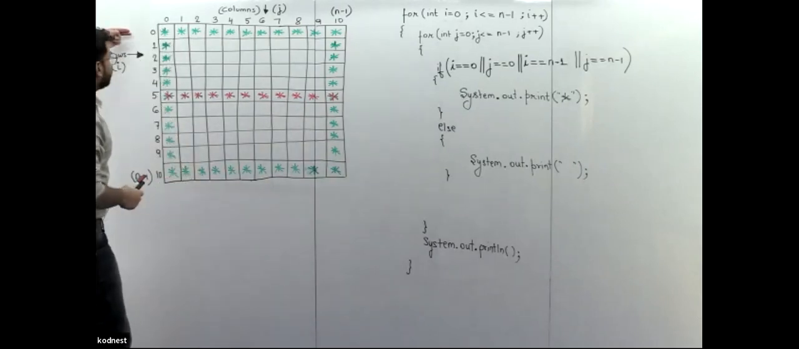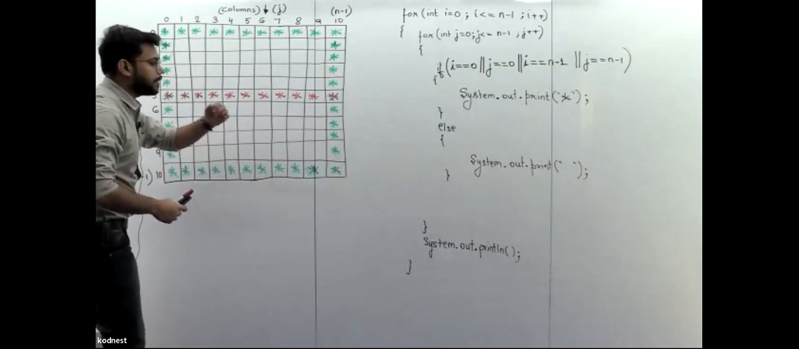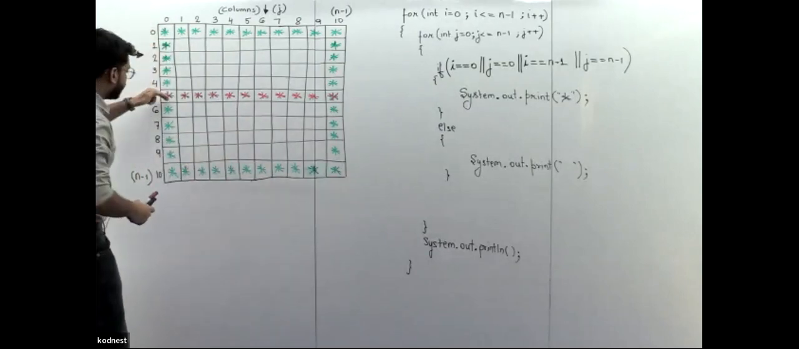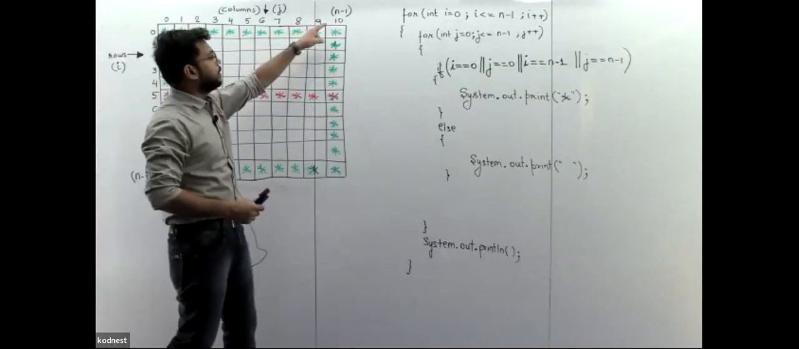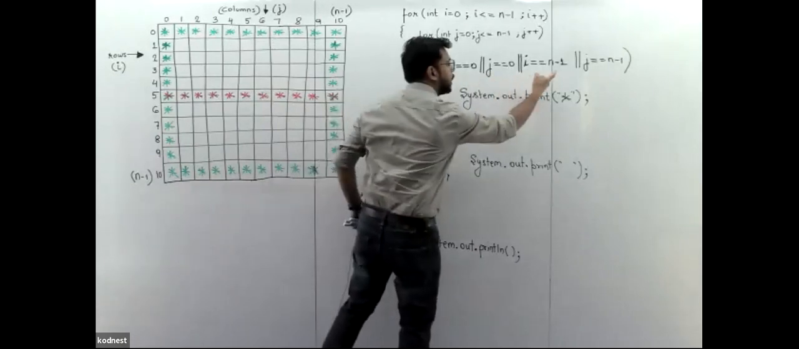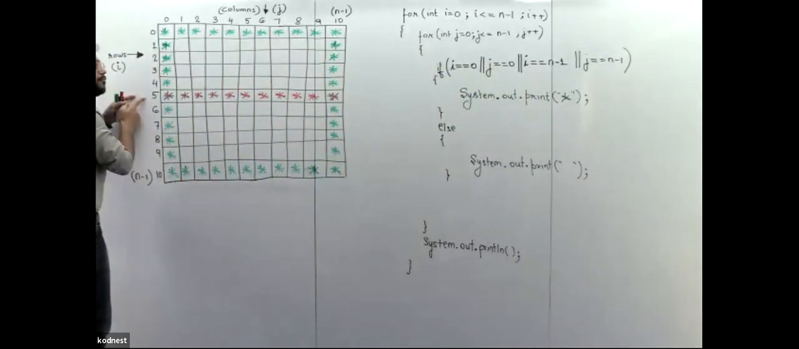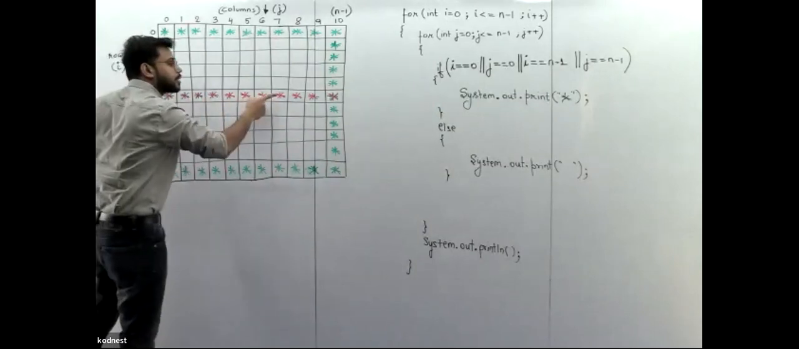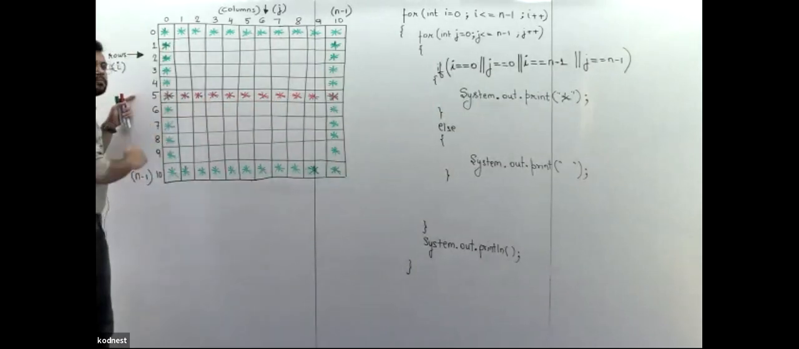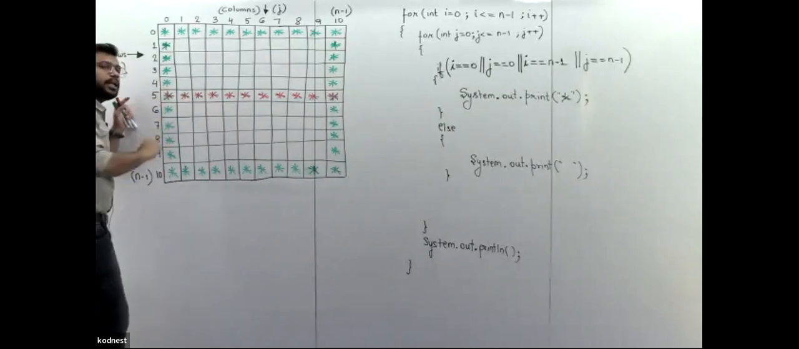So whenever i value is 0, I am printing the star. Whenever i value is n minus 1, I am printing the star. Whenever j value is 0, I am printing the star. Whenever j value is n minus 1, I am printing the star. Correct. All the 4 conditions I have mentioned here. But now whenever i value is 5, I am printing the star. Whenever i value is 5, I am printing the star.